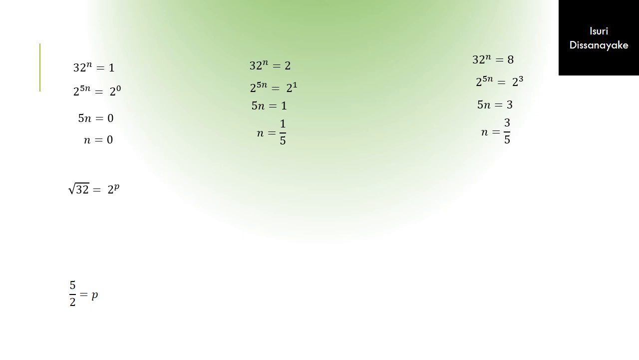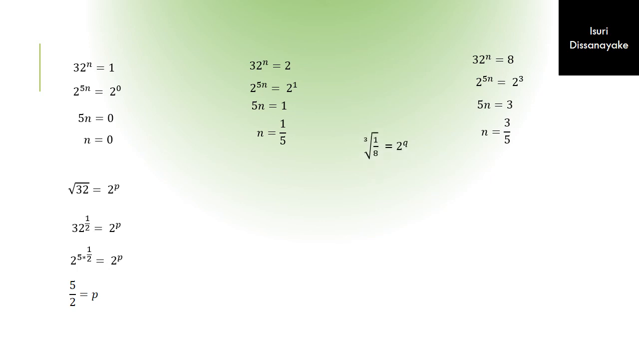Square root 32 is equal to 2 to the power p. You know that the square root is a power of half. So that 32 to the power half is equal to 2 to the power p. Still the bases of both the sides of the equal sign is not equal. Let me equal it first. 32 means 2 to the power 5 and that to the power half is equal to 2 to the power p. Now both the bases are the same. Therefore, let's equal the indices or the power, we call it as. So it's 5 over 2 is equal to p.